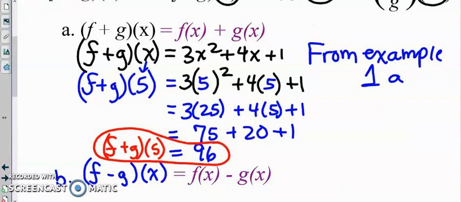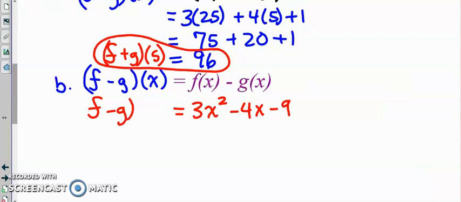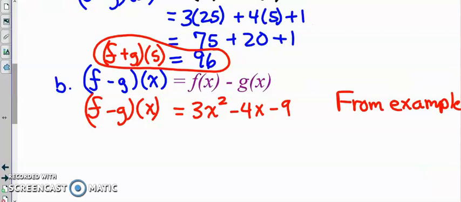Okay, now let's go to the next one. Again, we're pulling it back from example 1, substituting the values in, and then solving it. All right, so here from example 1, we get that the solution was 3x squared minus 4x minus 9. And again, this is from example 1, part B. All right, so that's where that came from.